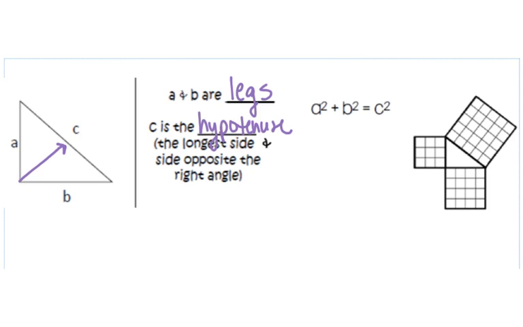You can also take this triangle and draw squares using the sides of the triangle, and the area of the two smaller squares, when you add them up, is going to equal the area of the bigger square. So if we look at this one, the area of this smaller square is 9, and this bigger one is 16. 9 plus 16 equals 25, and sure enough, that is what the area of that square is.